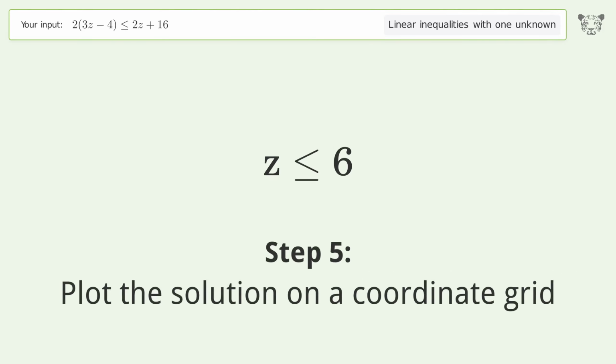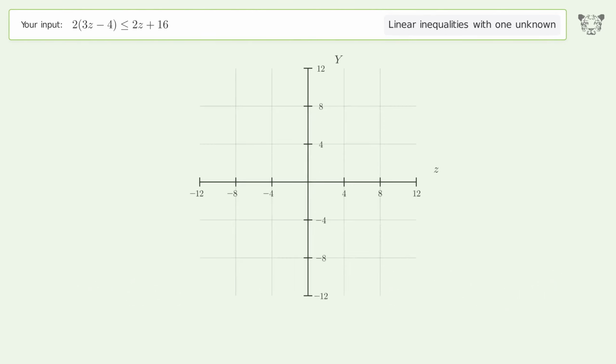Plot the solution on a coordinate grid. And so the final result is z equal or smaller than 6.